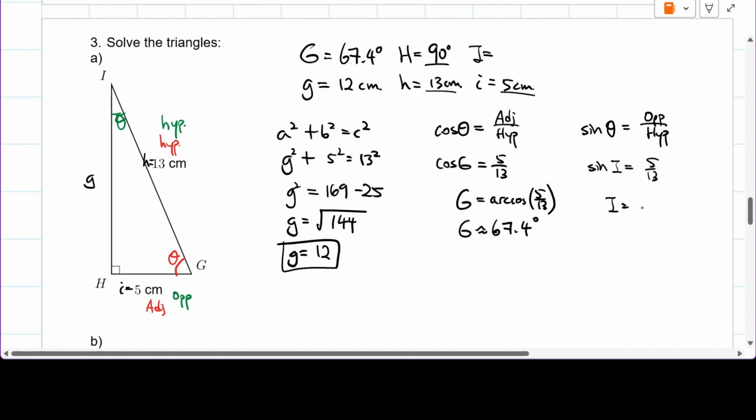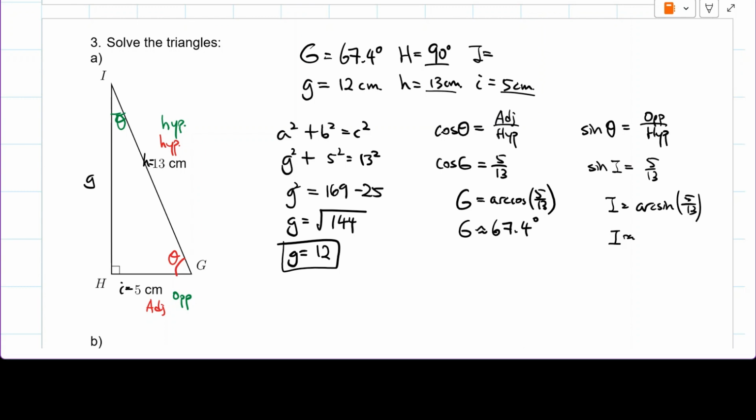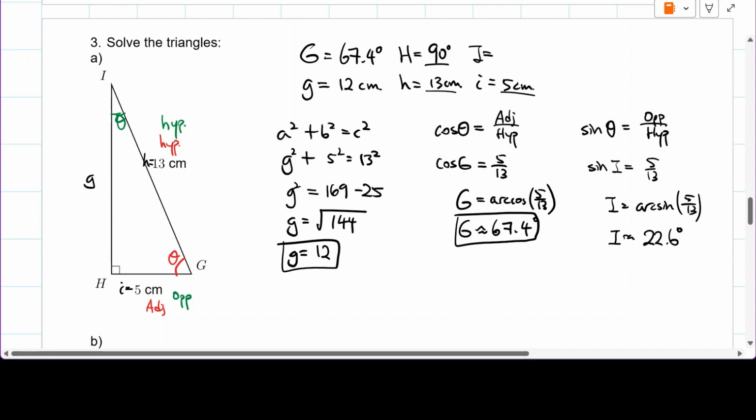So I is equal to arc sine of 5 over 13, and I is approximately equal to, using the calculator, 22.6 degrees. So at this point, I know that I've solved the triangle. I found all three sides and all three angles.